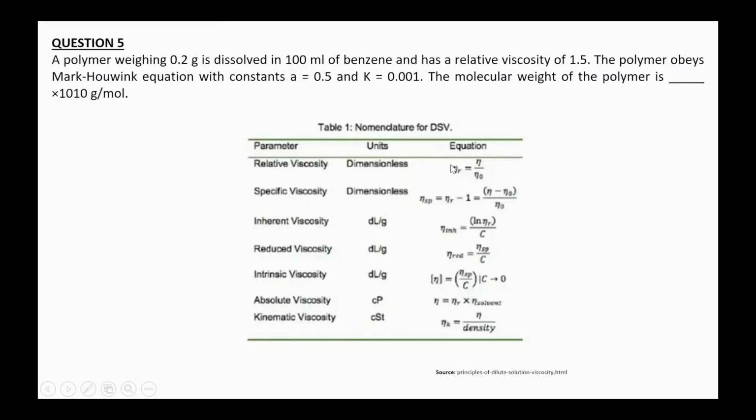So I hope it is visible. Do you see on the left hand side we have different types of viscosity, like relative viscosity, specific viscosity, inherent viscosity, reduced viscosity, intrinsic viscosity, absolute viscosity, and kinematic viscosity.